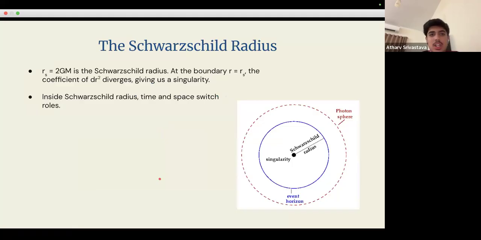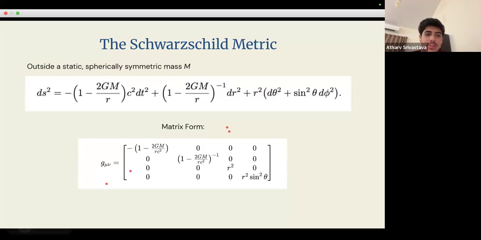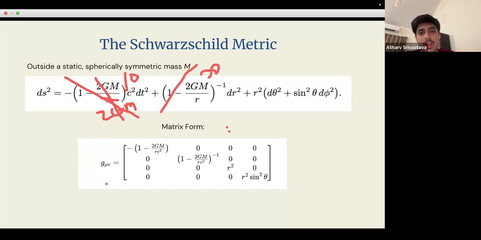The Schwarzschild radius is basically when you replace r with 2GM in the Schwarzschild metric. Over here, if you put in 2GM, then this would become 1, so this whole term would go to 0, and this term would be 1/0, so it would become infinite.